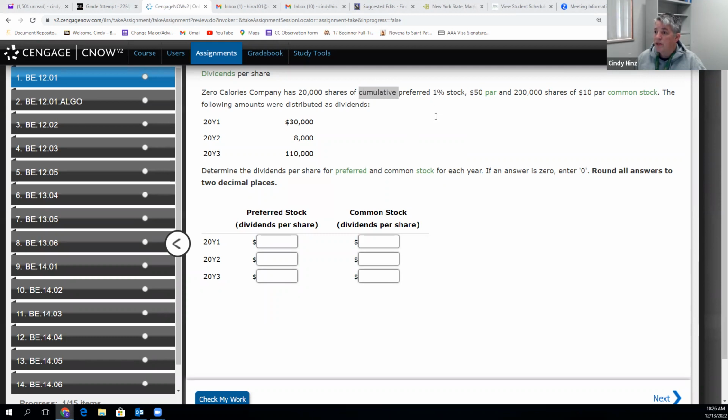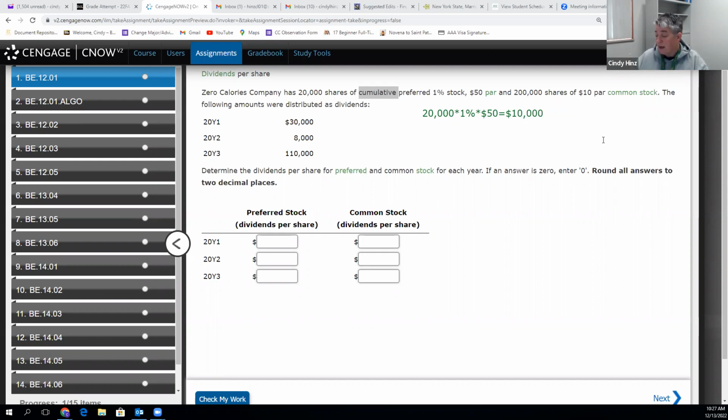So the first thing I want to do is calculate what is the dividend on that preferred stock. So they have 20,000 shares, and they're paying a dividend of 1% of the par value. So 1% of $50 would be 50 cents per share. And if we're paying that on 20,000 shares of preferred stock, that means that we would owe, and I'm using my air quotes, we would owe $10,000 to the preferred stockholders.